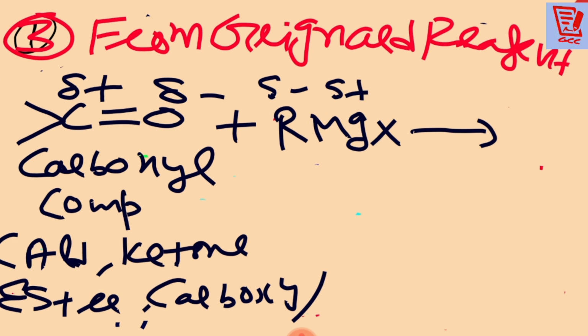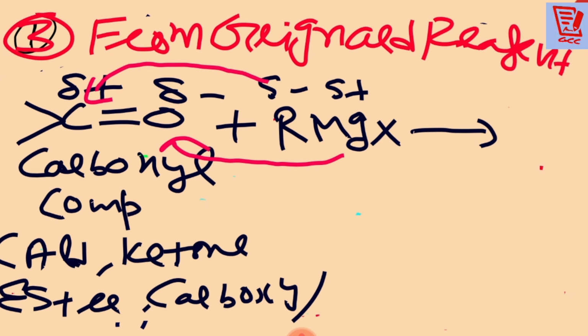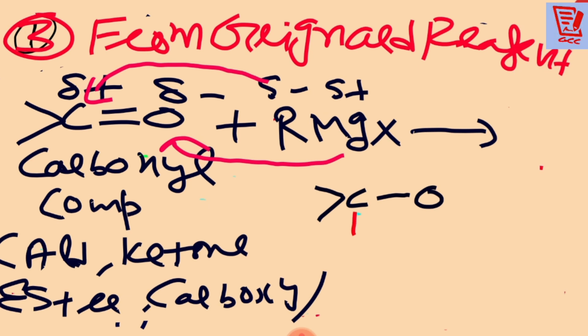Then what will be the product over there, beta? You must see, all of you. This negative part, R, will go to C positive, and this positive part will go to O negative. Then here the product will be what? Please see very carefully. C, then O. Then after that you must see here it is R and here it is MgX in the presence of dry ether.